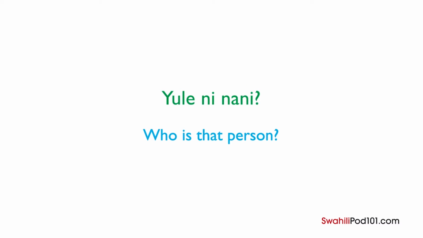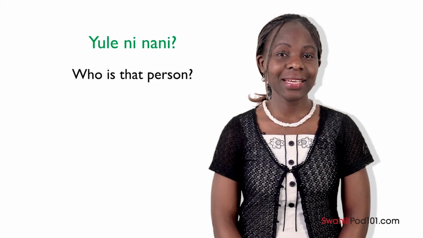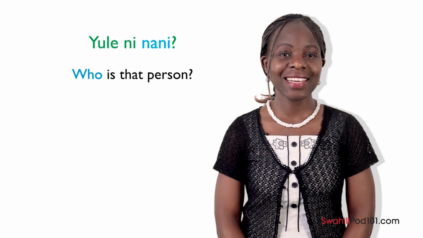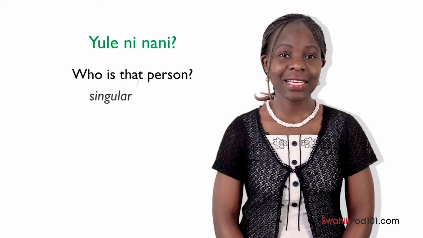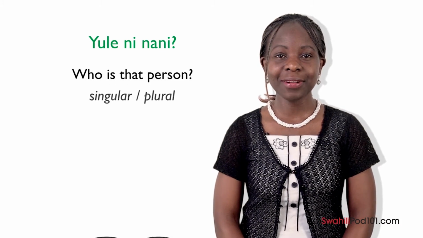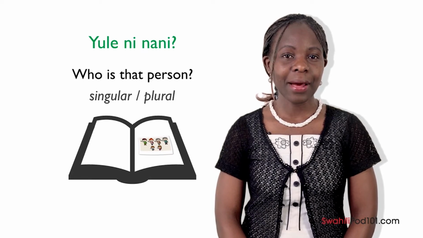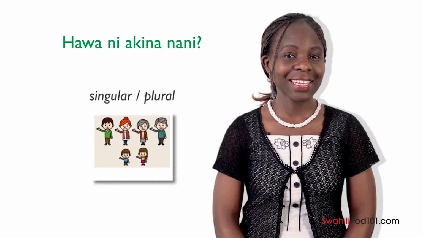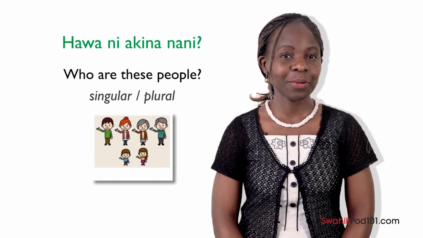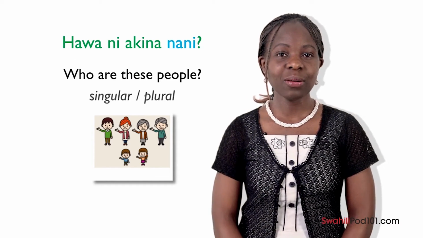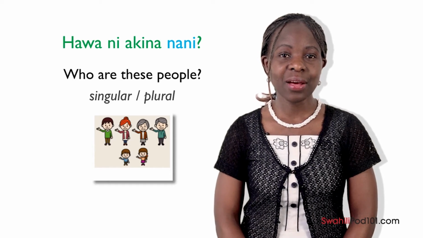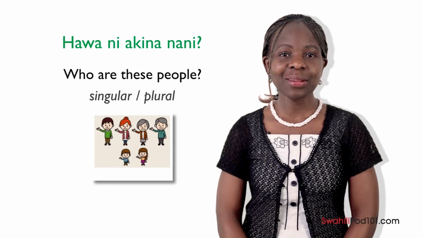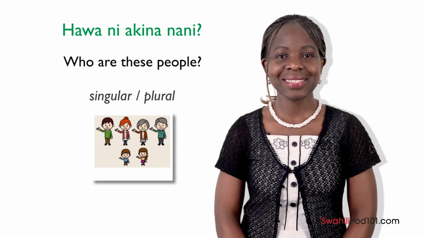Who is that person? So in Swahili, who is mainly translated as nani to ask about someone's identity. It takes the same form in both the singular and the plural. For example, if you're browsing a photo album and want to ask who the people in the pictures are, you will ask, hawa ni akina nani? Who are these people? The question word nani also conjugates in all different cases, both in the plural and in the singular. In this lesson, we'll take a look at the most commonly used ones.